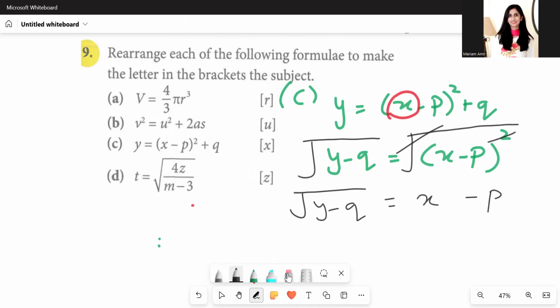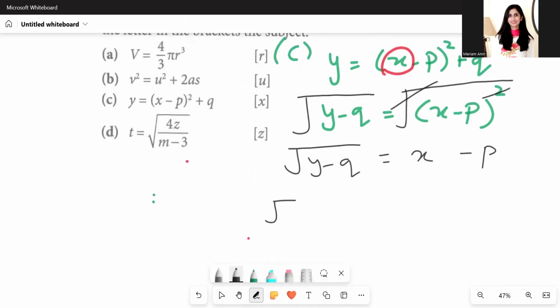Now we're very close to our answer. How do we get x alone? Minus p will go first. Yeah, move minus p to the other side. It becomes p plus square root of y minus q. You can write plus p at the start or plus p at the end. It's up to you. You can even write p plus that square root. And this will be equal to x, and done and dusted. x is the subject now.